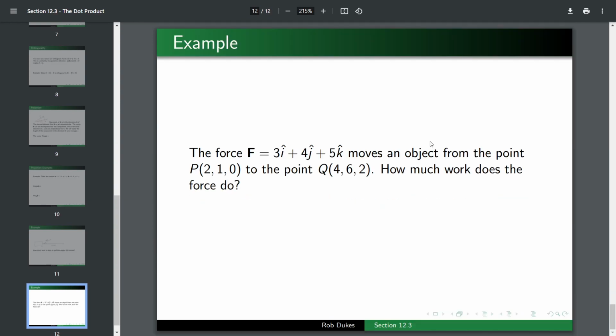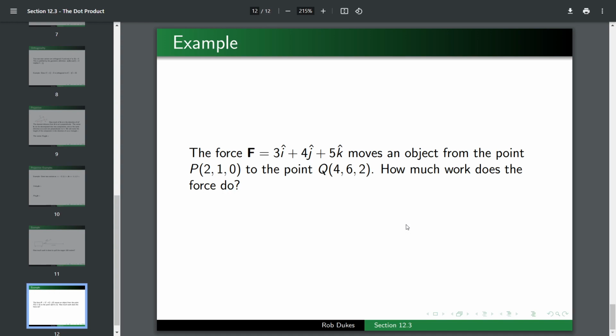Okay, and last one. The force F equals 3i plus 4j plus 5k moves an object from the point 2, 1, 0 to point 4, 6, 2. This is something we'll talk about much later in the course, called a force field. It basically means there's some ambient condition that is pushing everything. In this case, maybe it's like a gust of wind pushing in a certain direction that carries anything around it in that direction. So how much work would the wind do to move the feather, I guess, from point P to point Q?